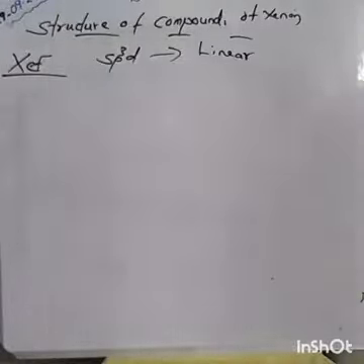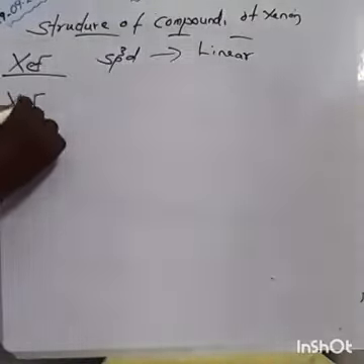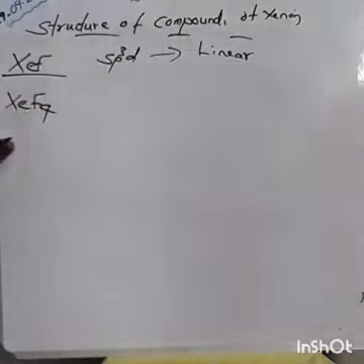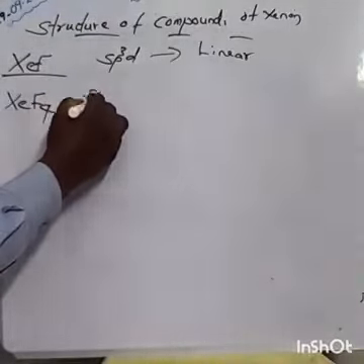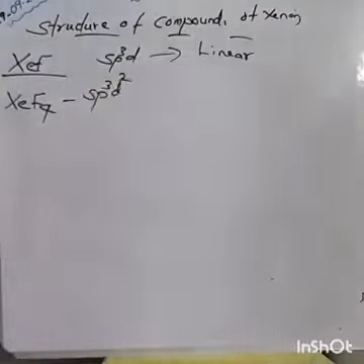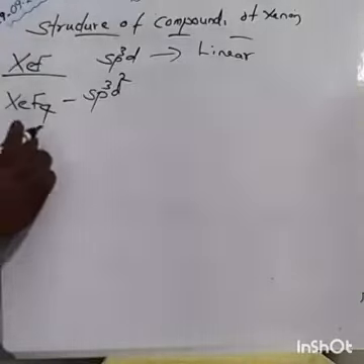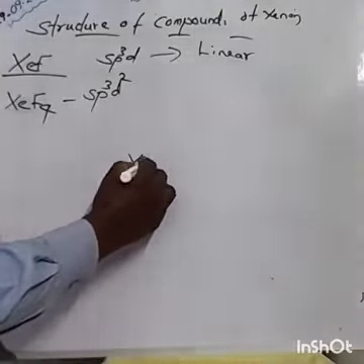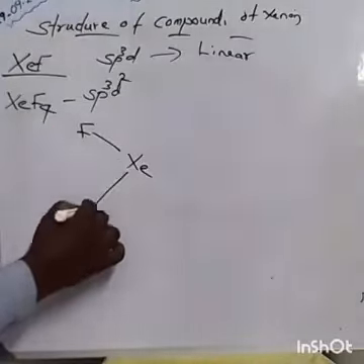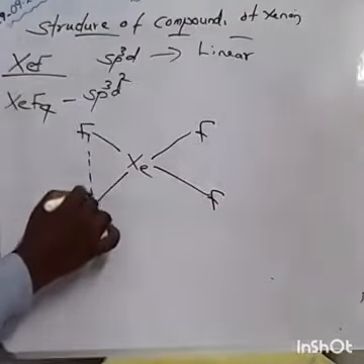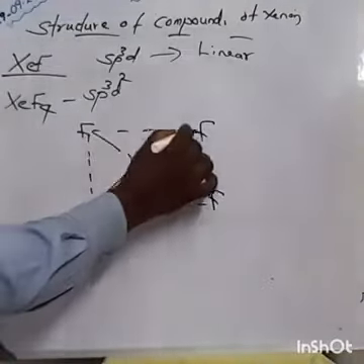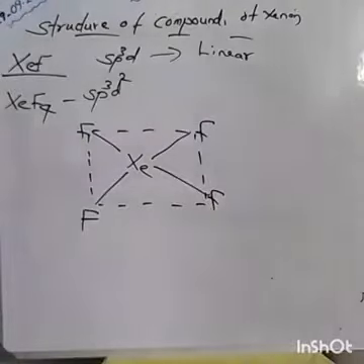Next, XeF4. The hybridization is sp3d2. sp3d2 is square planar. Okay, square planar. So we do it that way. This is XeF4, a square planar. Am I right? This is square planar.